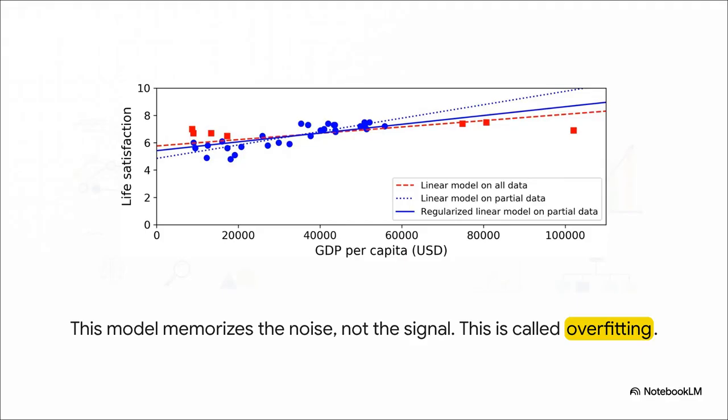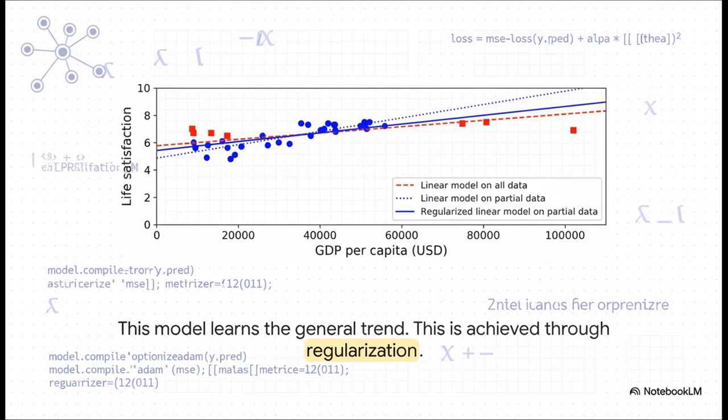Just look at that dotted blue line on the chart. See how it's twisting and turning, desperately trying to hit every single blue dot? It's not learning the pattern, it's memorizing the noise. And when it sees new data, those red squares, it gets it totally wrong. This is called overfitting.